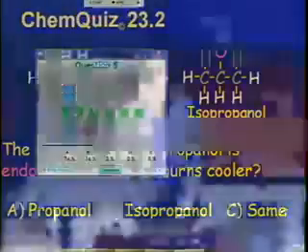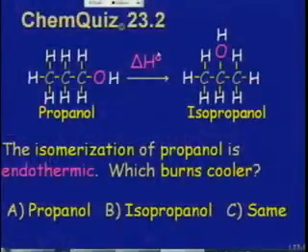Excellent, you're getting the hang of it. That's wonderful. Of course, this is an endothermic reaction. In order to get from here to here, I put in energy here, and then this must have high energy. I started out at this energy. This is the propanol. In order to get to isopropanol, I have to put in energy here, and this will have more energy. So this will burn hotter, but I asked which one burns cooler. That's this one then, okay?